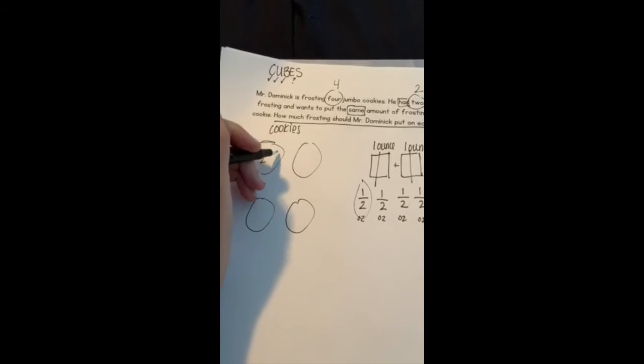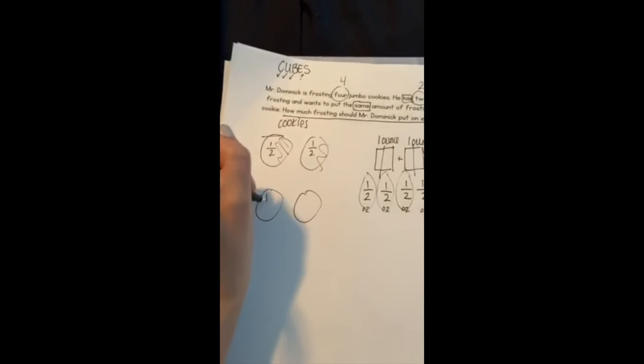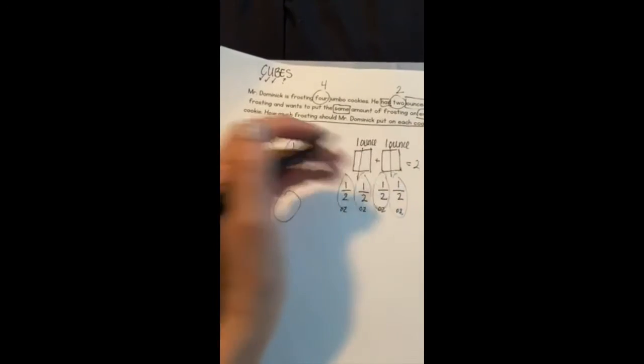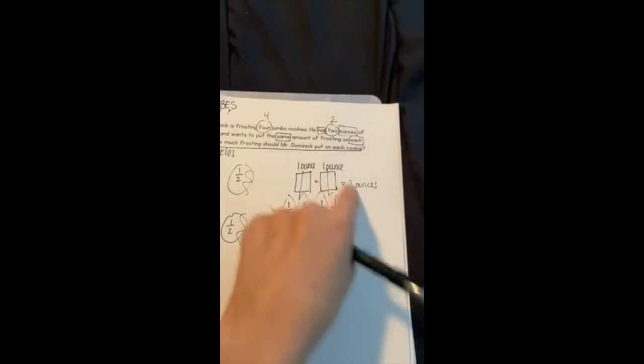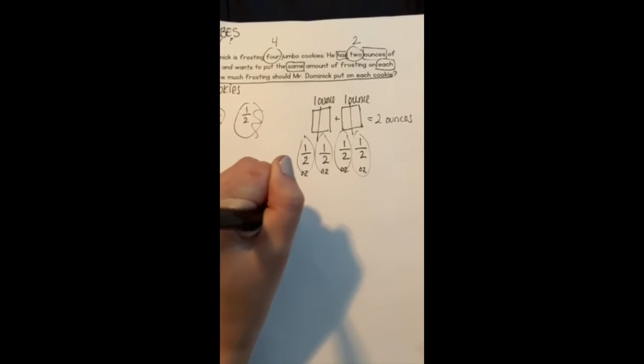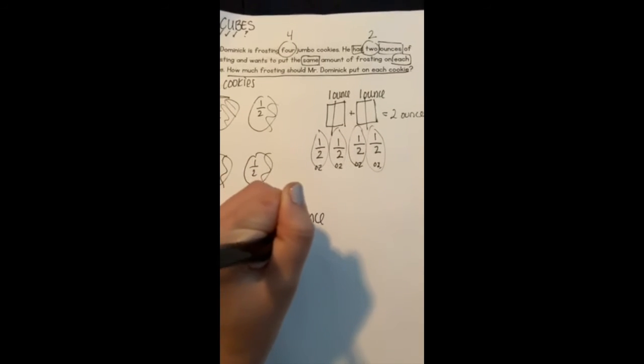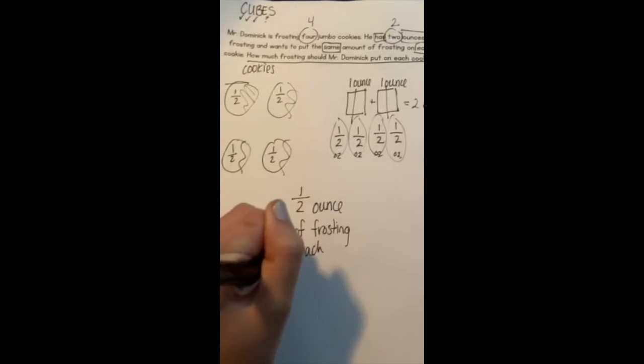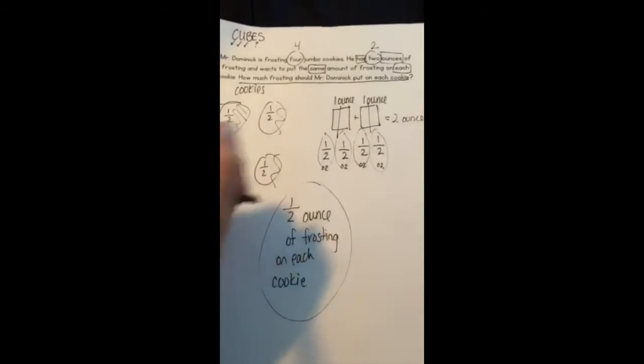So I'm going to take this 1/2 ounce and put it on here. So now that frosting's on. This 1/2 ounce of frosting, I'm going to put it here, and that's on. This 1/2 ounce of frosting, put it here, and that's on. And this 1/2 ounce of frosting, and that's on. And now they each have the same amount and they all are frosted, and I've used up all my frosting here. So now I know that I would need 1/2 ounce of frosting on each cookie. So this was 1 way to do it.